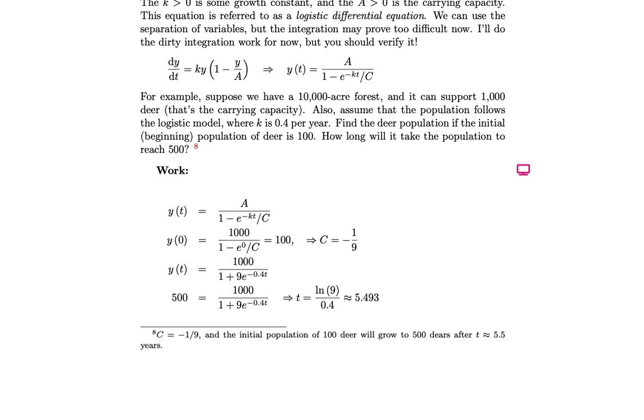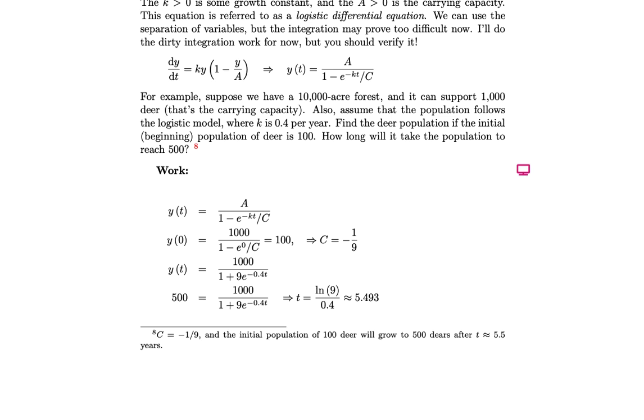Now, what does that mean? It means the forest can support 1,000 deer. So if you were to put 500 deer there, you'd expect the population to grow to 1,000 and level off. Now, if you put more than 1,000 there, like let's say 1,500, the forest couldn't support it, so the deer would decline and they'd level off at 1,000, right?